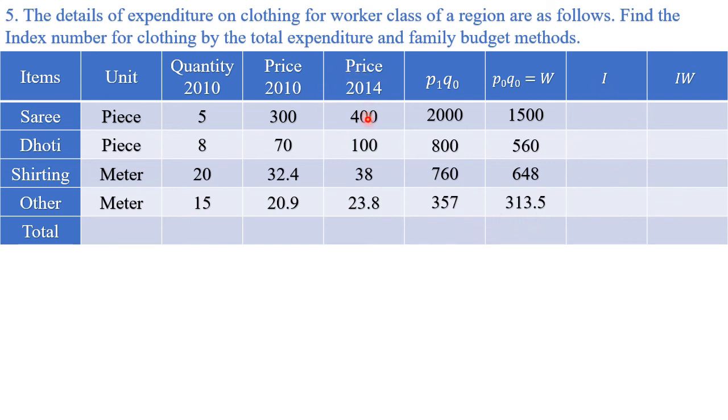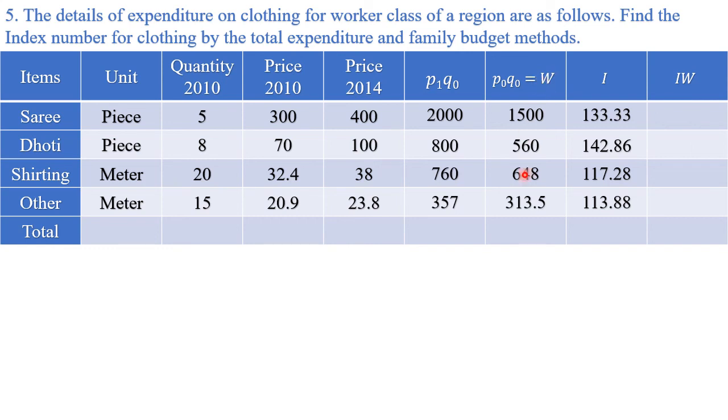Index number, current year prices divided by base year prices into 100, that is 400 upon 300 into 100, 100 upon 70 into 100, 38 upon 32.4 into 100, 23.8 divided by 20.9 into 100. These are the index number values. All of them are in decimals, so we need to round them off. Always round them off.